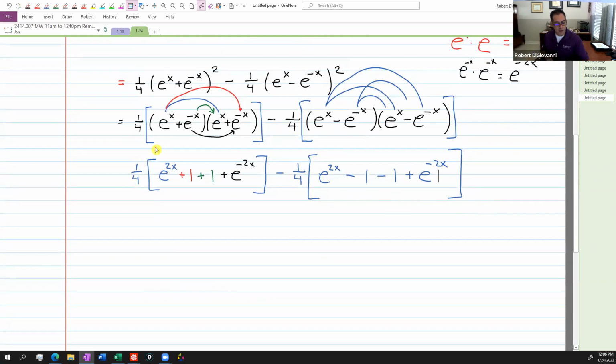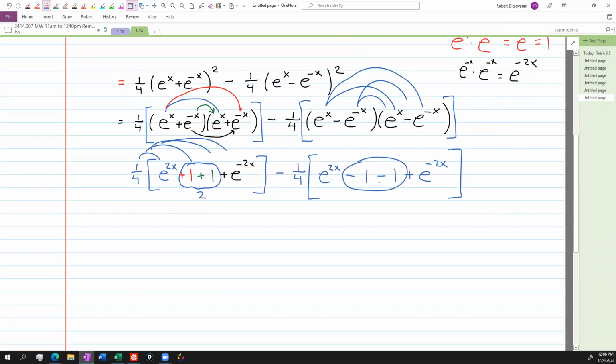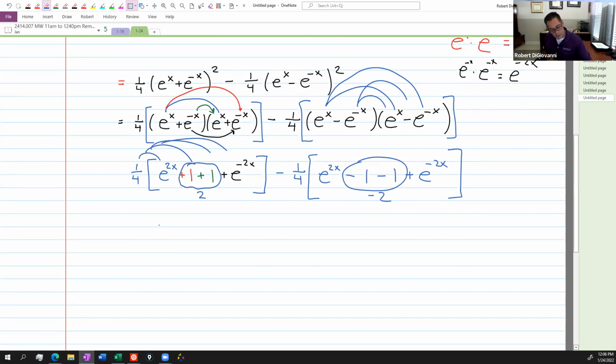Let's distribute. Here, here, here, here. Unless y'all want to put the ones together. You want to put the ones together? Make it a 2. Sure. And put these together and make that a -2. And then pass a 1/4 through everything. So 1/4 e to the 2x plus, this becomes 2/4 because you're doing a 1/4 of 2. So 2/4 is 1/2. And then plus 1/4 e to the negative 2x.